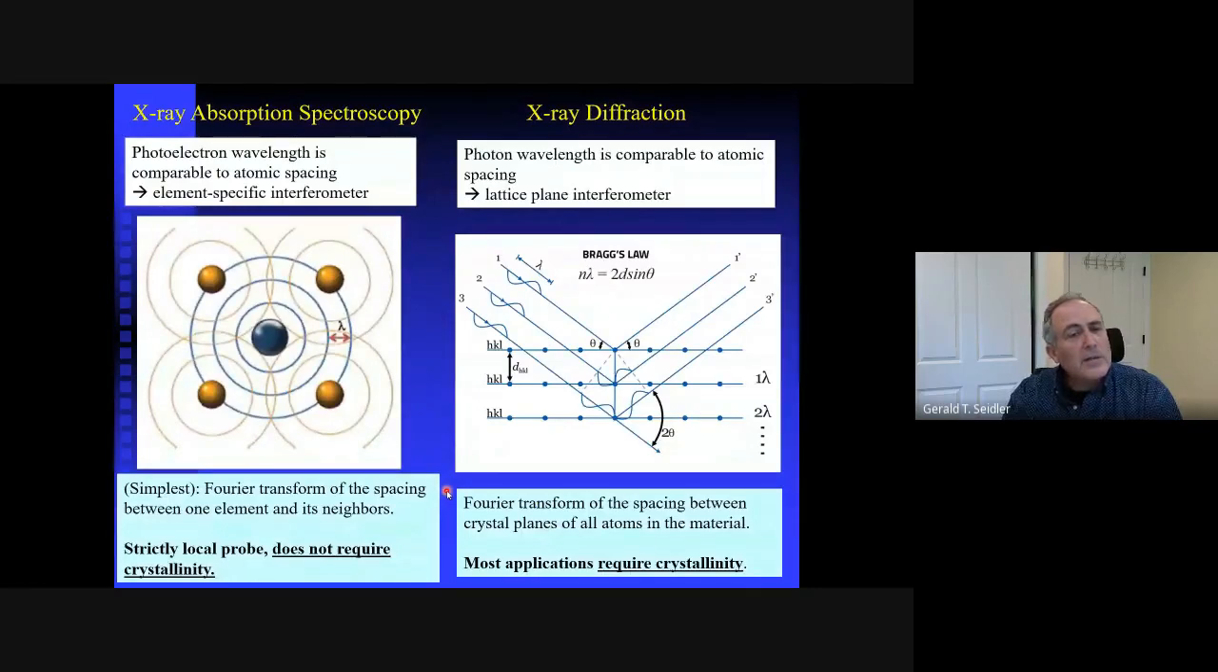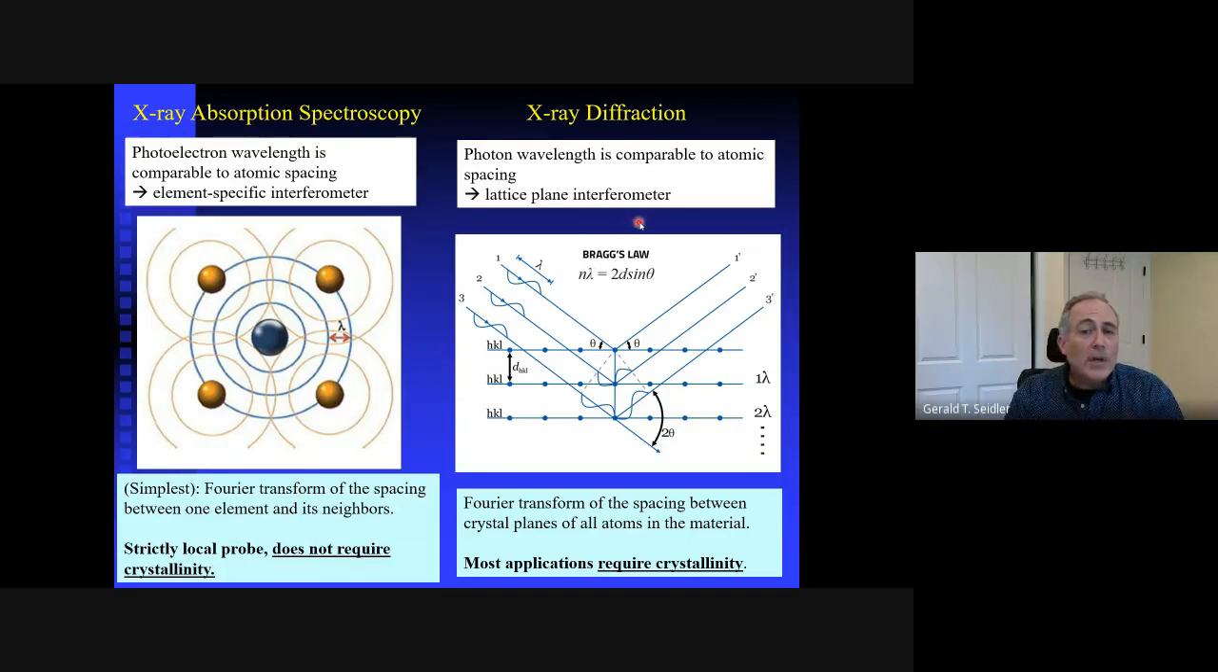So you're scanning the electron wavelength. And if you ask what happens to that electron wave, it's going to scatter off of neighboring atoms. As you scan the wavelength, you can expect to see alternating constructive and destructive interference from that scattering process. So you end up having an element-specific electron interferometer inside your sample. In the simplest treatment, you can Fourier transform the wiggles with the appropriate processing. From that, you learn about the spacing between your central atom, whatever element whose 1s shell you're tickling, and its neighbors: first shell, second shell, third shell, and so on. So this is a strictly local probe that doesn't require crystallinity.